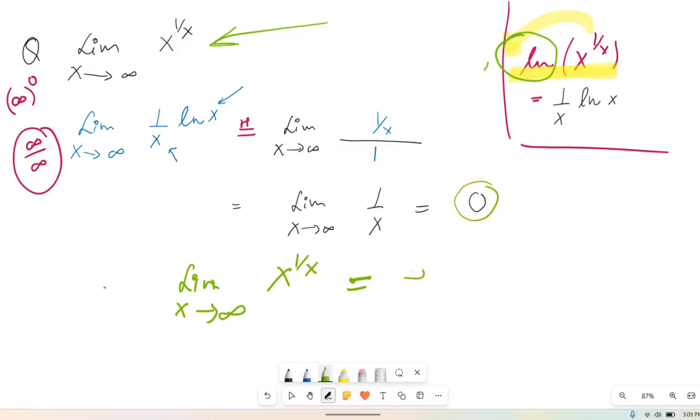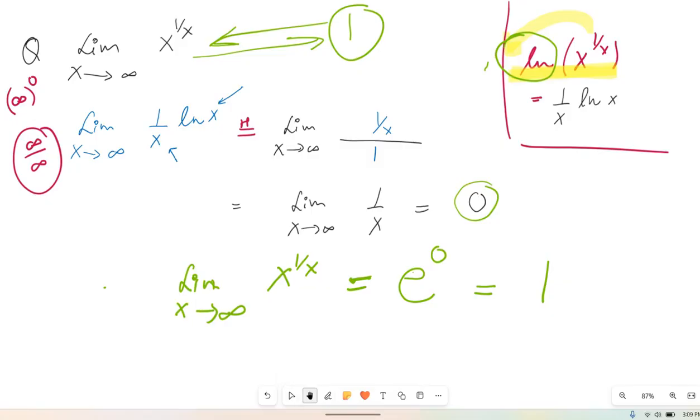Inverse of log function is exponential. So e power 0, that would be 1. So for our actual question, this answer should be 1. Okay. Don't answer 0. If you answer 0, that would be wrong because we took log. So the original question has to be changed back to exponential like this.